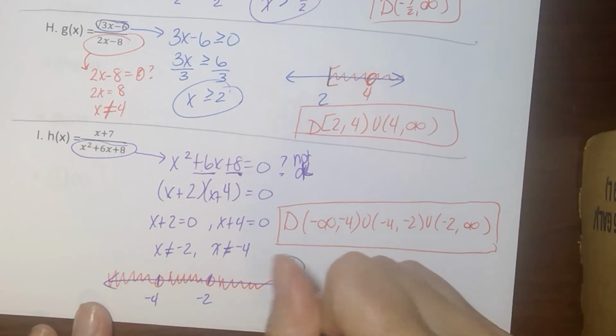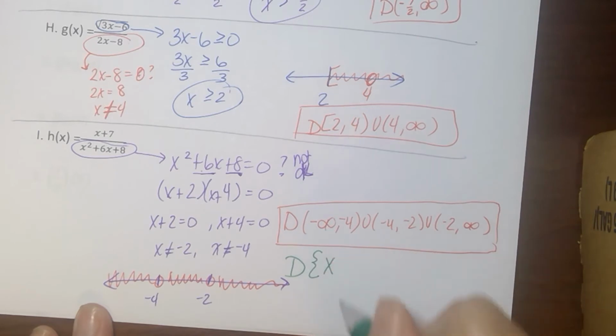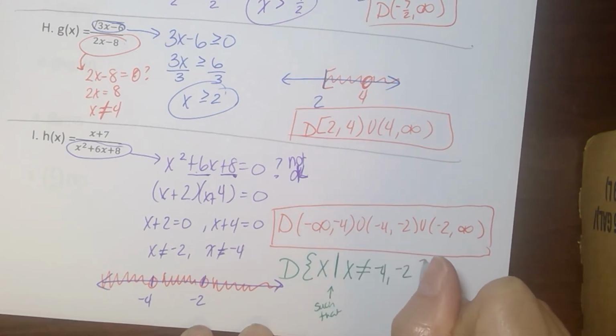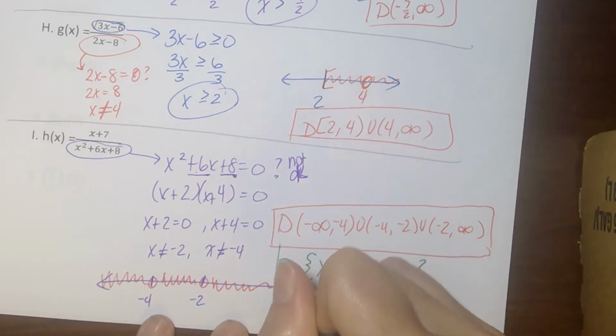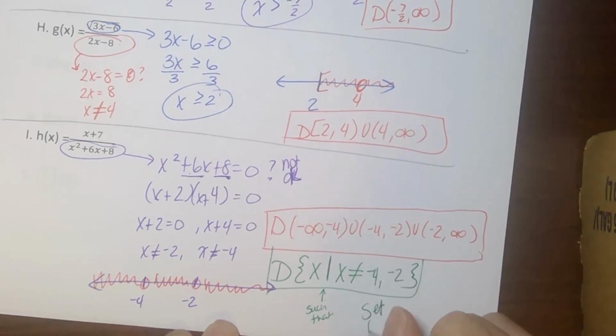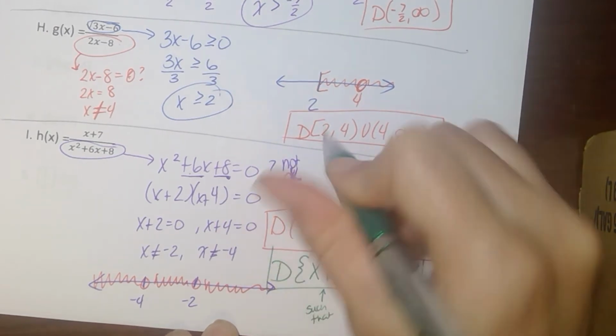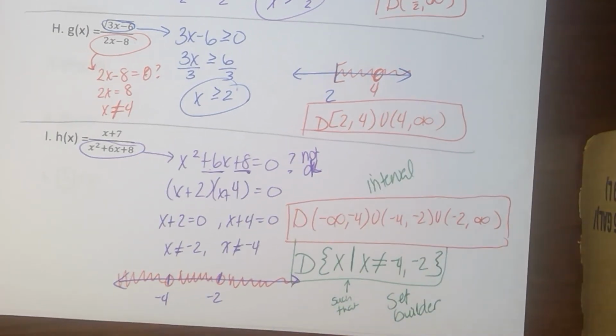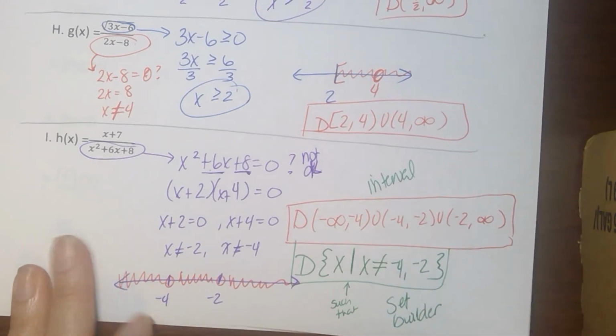In set builder notation, I say my domain exists as, and I open fancy braces, all values x such that, and that's what that line means. You read that line as such that, and then I say x is not equal to -4, -2, and I close my fancy braces. You can see that's a lot more succinct than all my intervals. This is what we call set builder rather than interval notation. It's just another way to represent your answer. You're going to start seeing that more as we move throughout the semester.